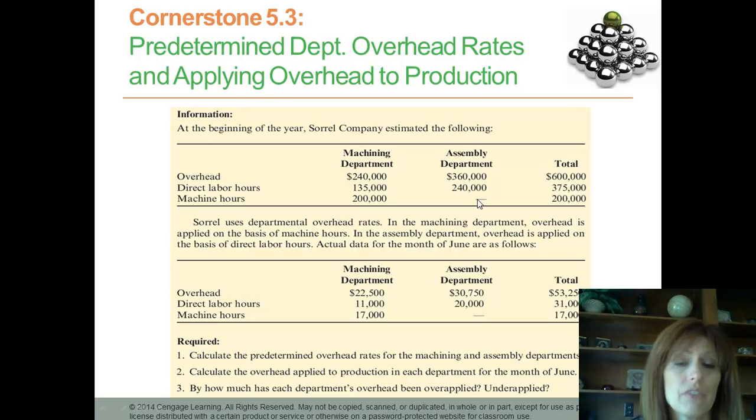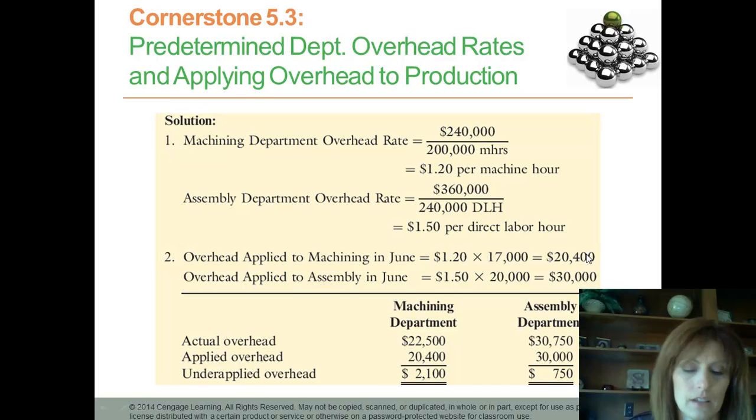So we have to be very careful of that. Okay? And then we have the actual data. So how does that look? We just take the two separately. Here's my overhead for machining divided by my machine hours. That gives me $1.20 per machine hour as my departmental rate. For assembly, I take the $3.60 in assembly overhead divided by the direct labor hours, because that's my driver for that department, and I get $1.50 per direct labor hour.